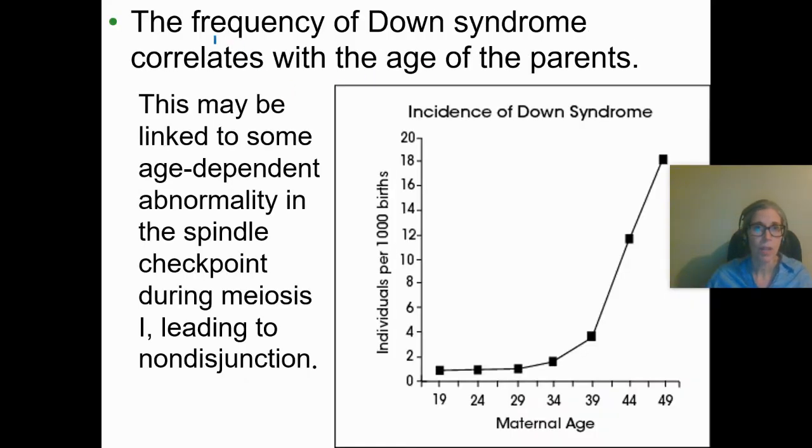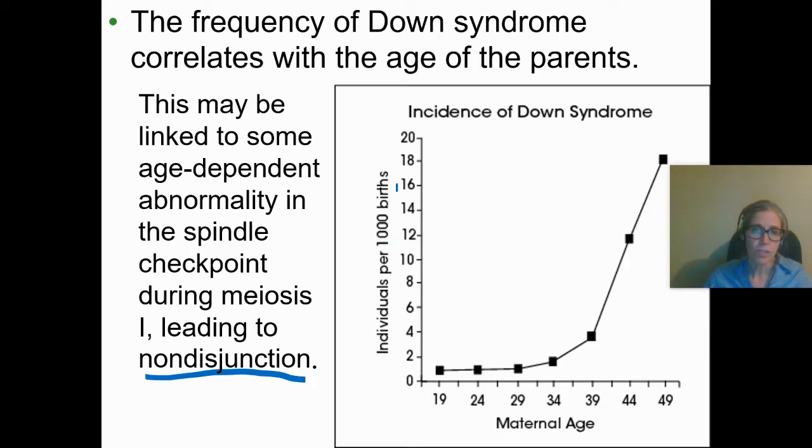Okay, so here's a graph of Down syndrome, and it correlates with age of parents. So this one is showing maternal age. As mom gets older, she is more and more likely to have a baby with Down syndrome. And it starts to go up around 34, 35, something like that. But then it sort of spikes up a lot faster through the 40s. So this might be linked to some age-dependent abnormality in the spindle checkpoints during meiosis I, leading to non-disjunction.